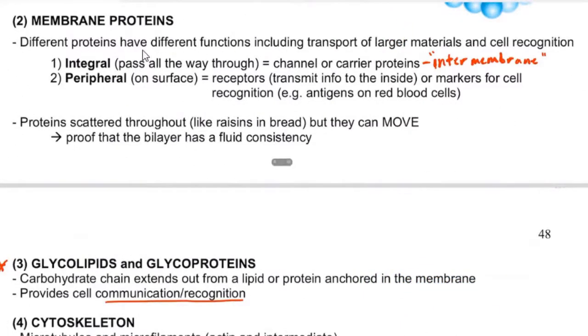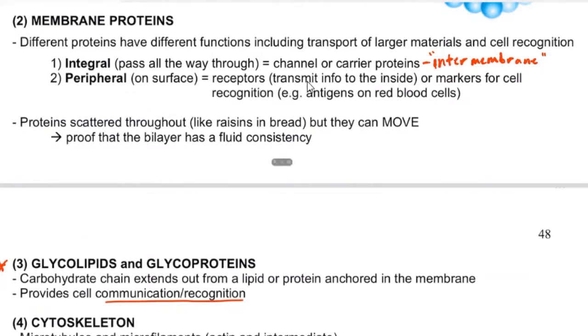The membrane proteins are, again, the integral versus the peripheral. So integral, also called intermembrane, pass all the way through. Our 2 versions are channel and carrier proteins. I'll show you more detail on that in our next lesson on transport. And then peripheral are on the surface, so either on the inside surface or the outside surface. And they tend to be things like receptors.